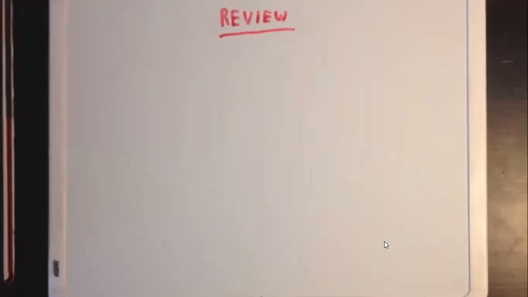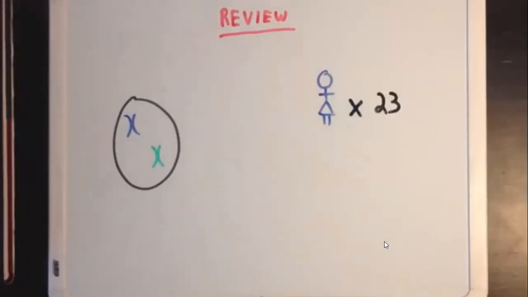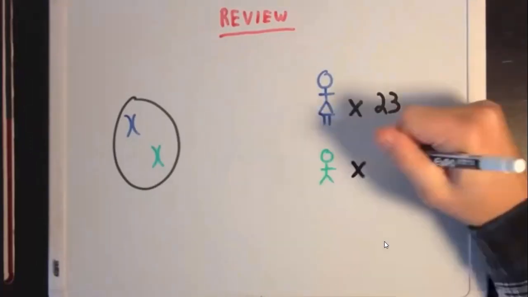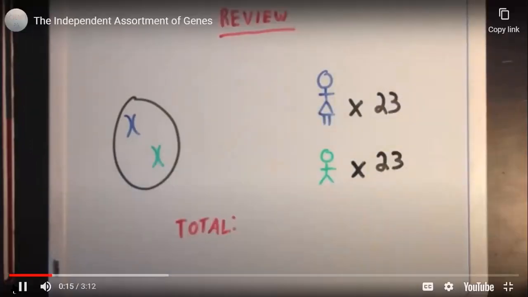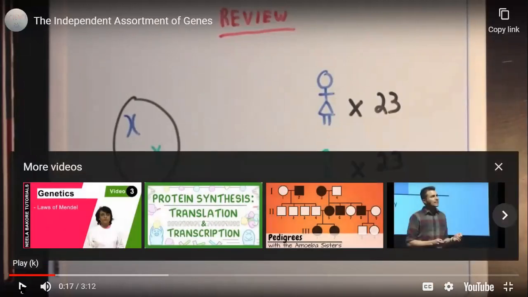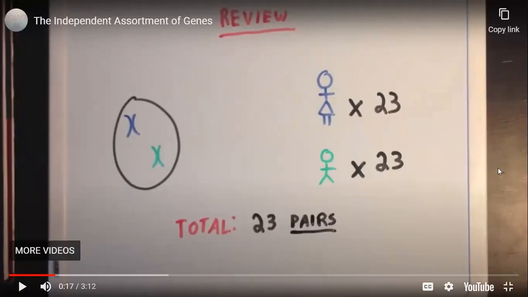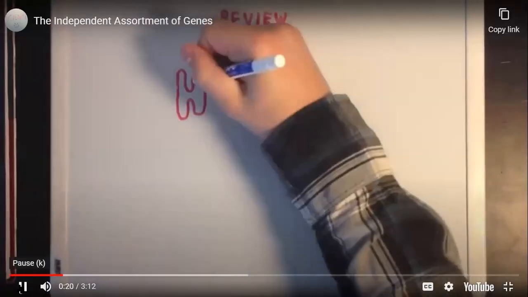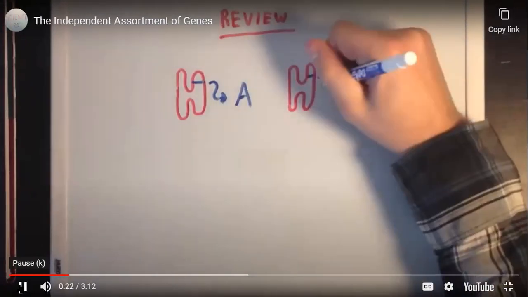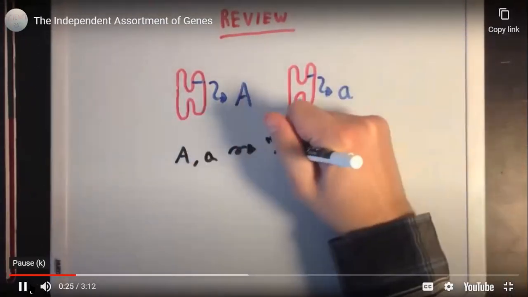Let's review. Remember that each human cell contains 23 maternal chromosomes and a second paternal copy of the same 23 chromosomes, leading to a total of 23 pairs of chromosomes per cell. In each cell, we are talking about a body cell, it has 23 pairs: 23 from the first parent, the male, and 23 from the female, so we are taking 23 pairs, which is 46 chromosomes total. Recall that human cells have two alleles for every gene, which are often marked by either capital letters or lowercase letters.